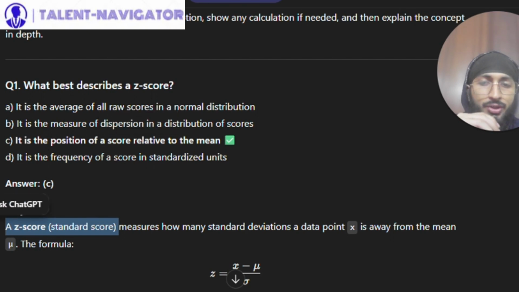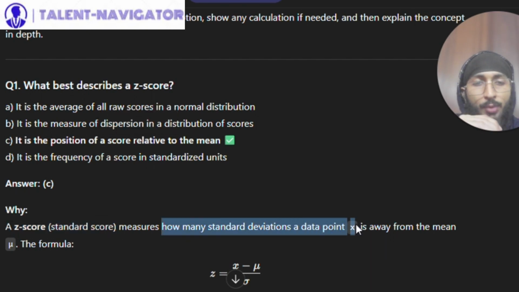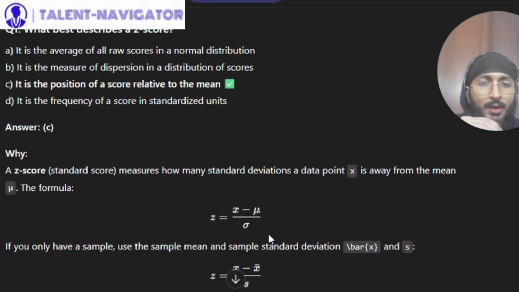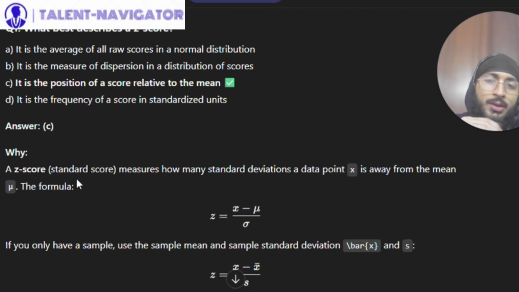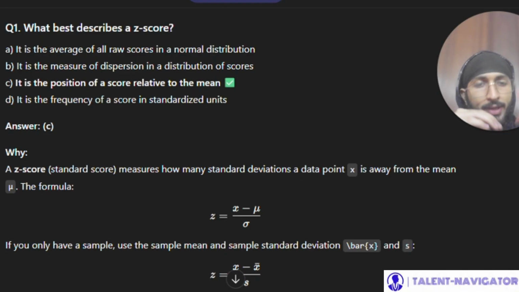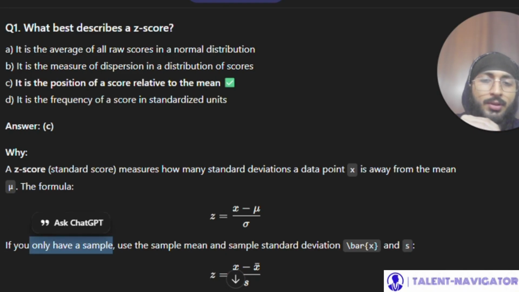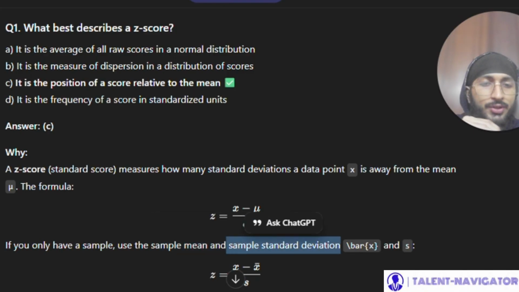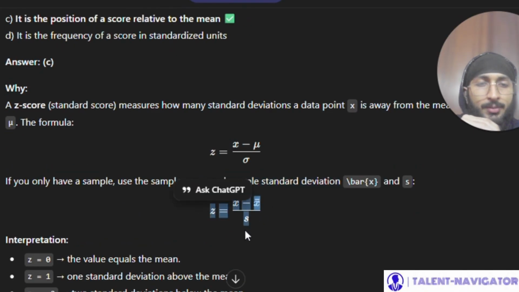Z-score, or standard Z-score, measures how many standard deviations a data point X is away from the mean mu. The formula is Z equals X minus mu upon sigma, where sigma is the standard deviation. So it basically measures how many standard deviations a data point X is away from the mean. If you only have a sample, use the sample mean and the sample standard deviation: Z equals X minus X bar upon S.